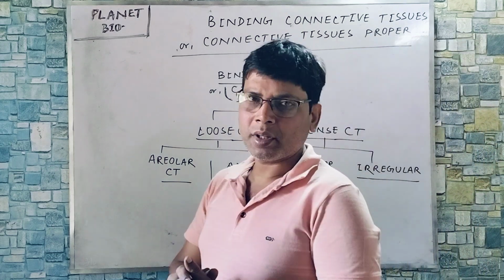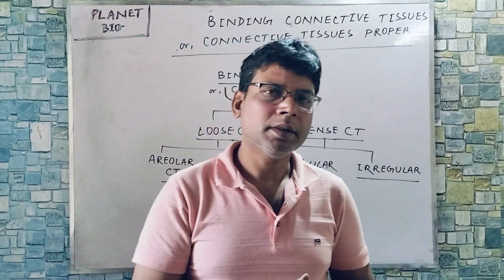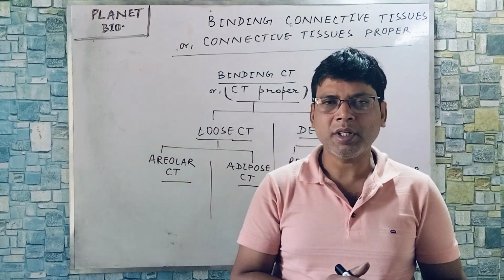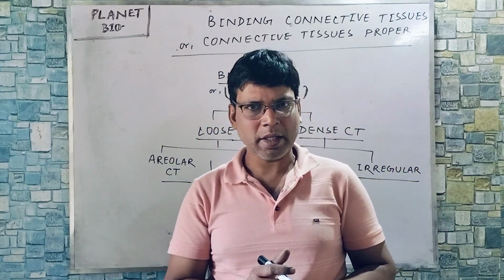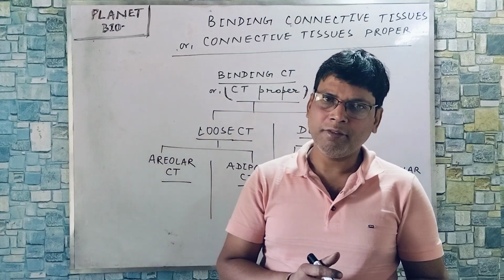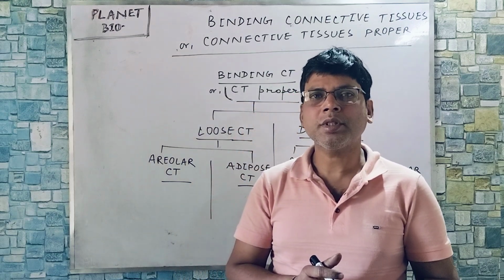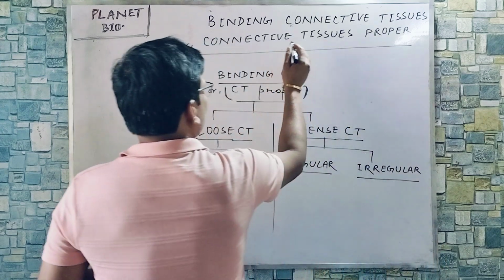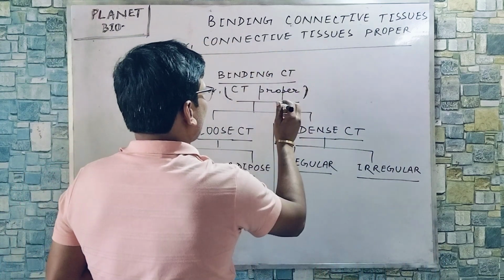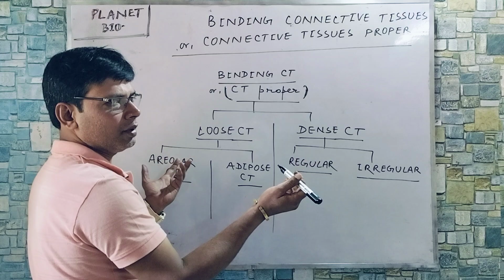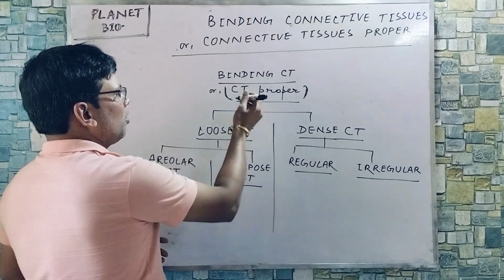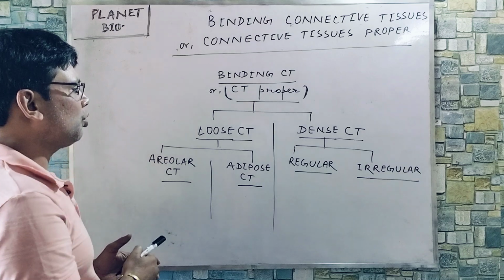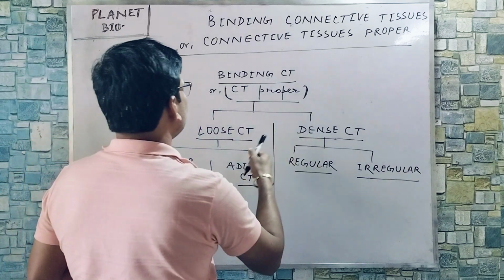Connective tissues are further grouped into three parts: binding, that is connective tissue proper; second one is skeletal or supporting, that is bones and cartilages; and finally fluid or vascular connective tissues, that includes blood and lymph. Binding connective tissues or connective tissues proper. If you lack time, you can write like this: binding CT or CT proper. It is further grouped into two: loose CT and dense CT.